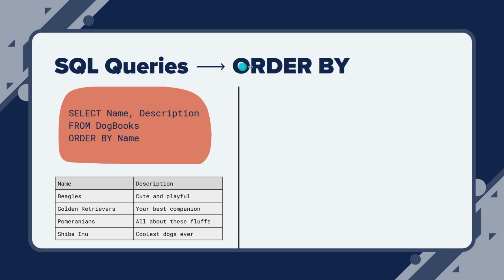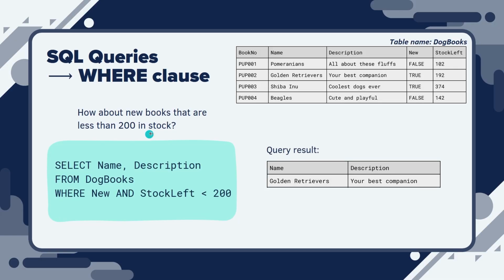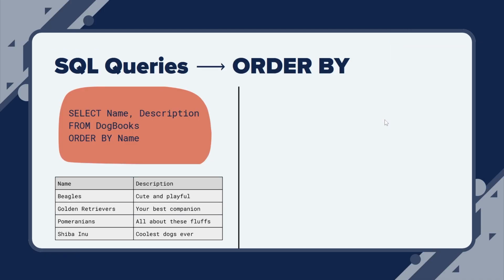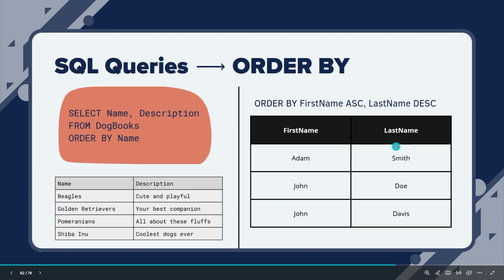Now, you could also order your query. For example, you can get all the dog books name and description ordered by the name. So originally it was Pomeranians, Golden Retrievers, Shiba Inu, and Beagles. Now it starts with Beagles because it's a B, and then so on.